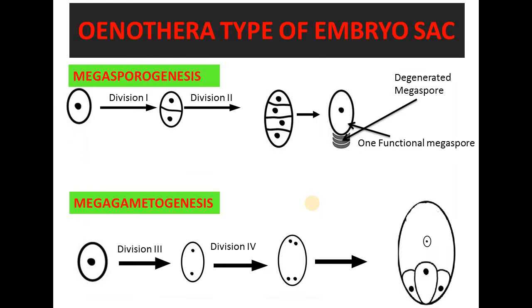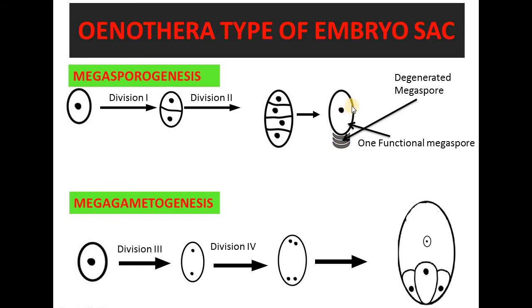Now in this diagram you can see the Oenothera type of embryo sac, how it is developed. Here also both the processes will be there, megasporogenesis and megagametogenesis, the same process just like the polygonum type. But what is the difference? You can see here the megaspore mother cell is divided by meiotic division, and a dyad will be there, then a tetrad will be there as a result of meiosis 2. But what is the new thing? Here the 3 megaspores which degenerate are the chalazal megaspores, not the micropylar.